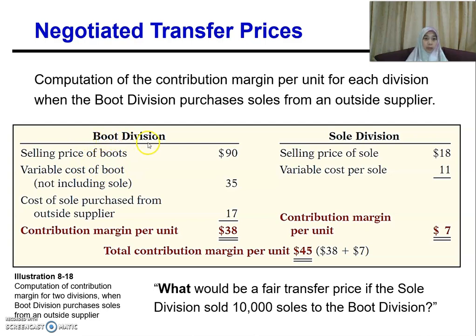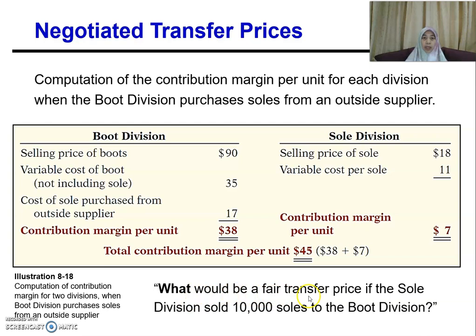So this one is the boot division. The selling price of boots is 90. Variable cost, excluding the sole, is 35. And then the sole is 17. So you've got a contribution, sales minus your variable cost, that gives you a contribution margin of 38. And then for the sole division, the selling price of the sole is 18 and your variable cost is 11. So 18 minus 11 gives you 7. That is your contribution margin for the sole division. For the company as a whole, the total contribution will be 38 plus 7. That is 45.